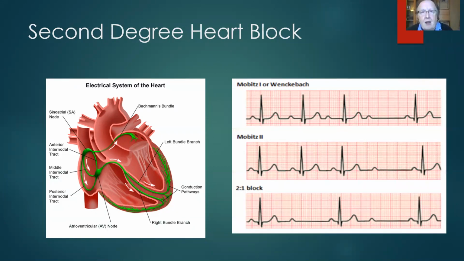Now, Mobitz type 1, Wenckebach. Here the QRS complex is walking backwards from the P wave, and so our postman, if you like, every time he gets a letter from the SA node, he takes longer to read it, and then he forgets to pass it on. And in type 2, he gets the letters on a regular basis, but occasionally he forgets to pass it on. Next slide, please.